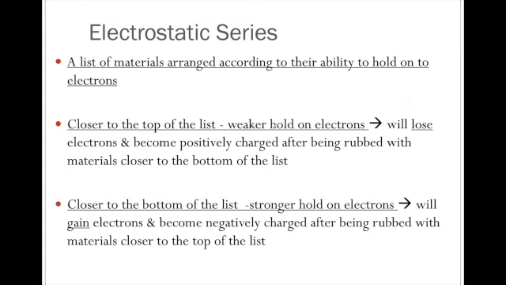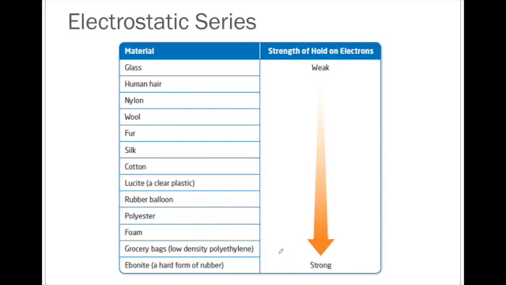Okay, closer to the top, they have a weaker hold on electrons, which means that they lose electrons and become positive if they are rubbed with something near the bottom of the list. Substances on the bottom of the list have stronger holds, so they become negative, right? So let's take a look. Here's an example of the series, and this is the one that we're going to be using, right?